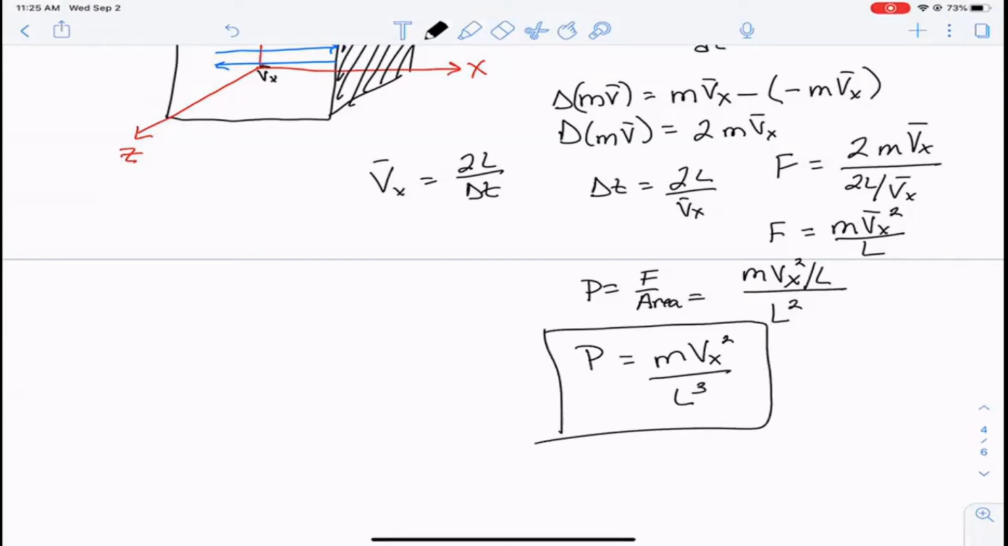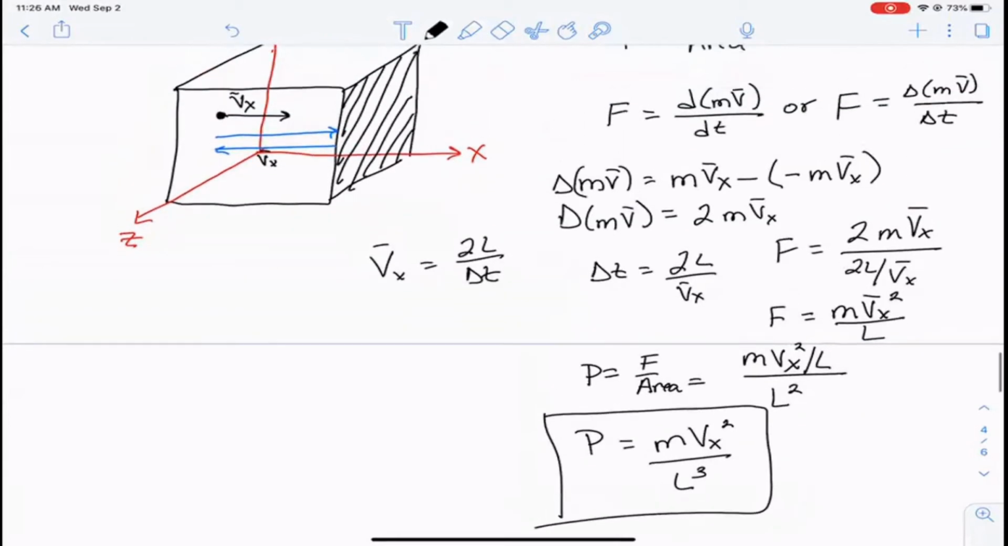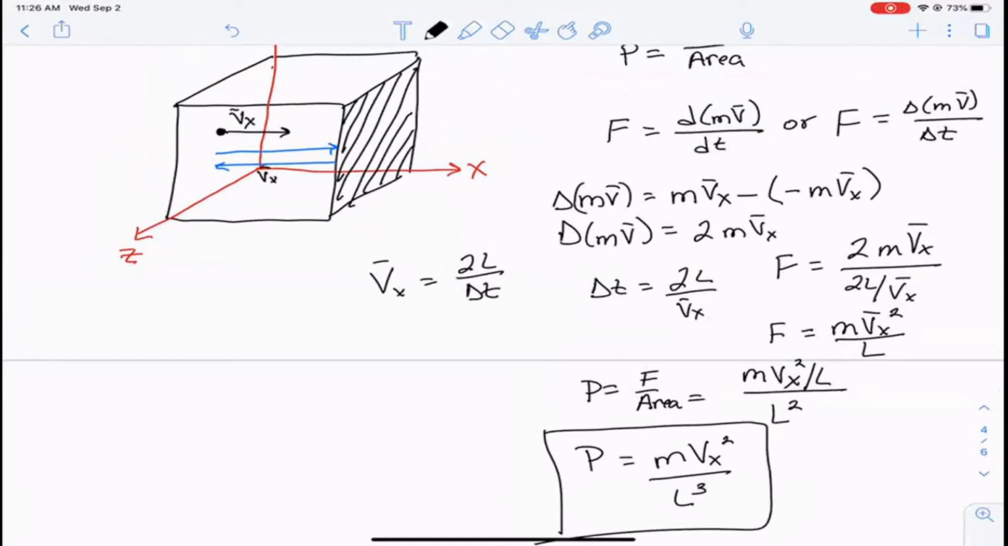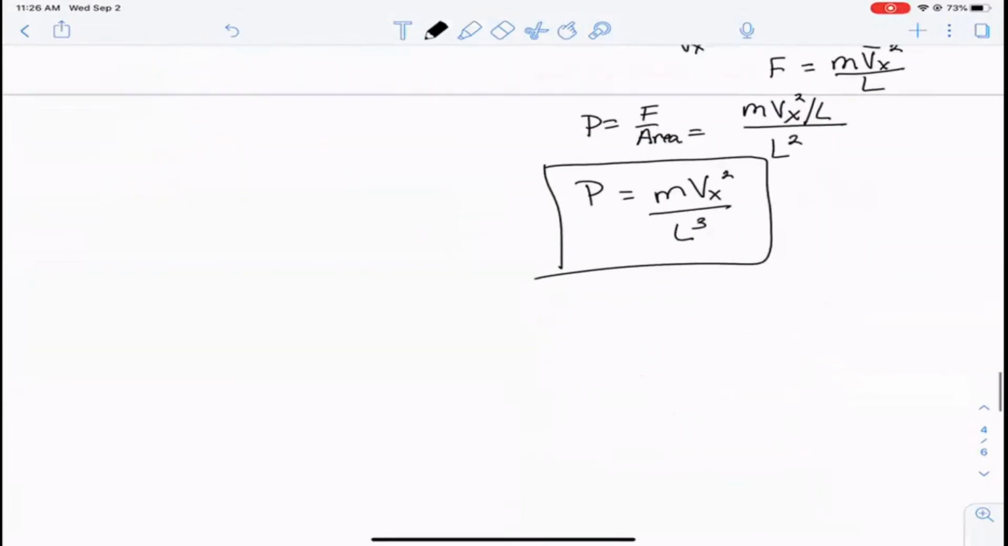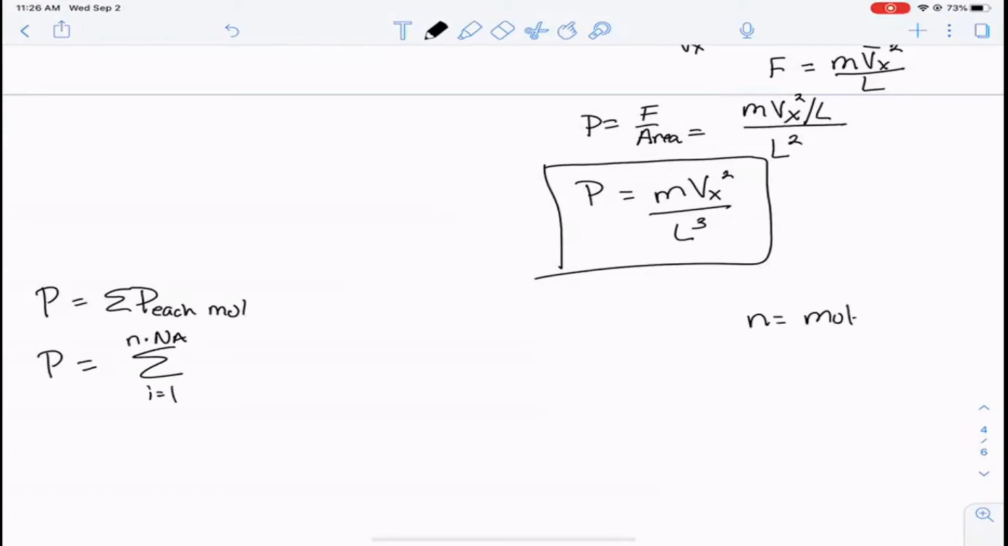So now we understand the pressure that is exerted by just one molecule, but our systems don't contain just one molecule. So now we have to sum over every molecule that's in the box. So our total pressure is just equal to the sum of the pressure that is exerted by each molecule. So the pressure is equal to the sum from the first molecule to the last, where I'm going to define this as N times Na. And here N is equal to moles, and Na, just like in chemistry, is Avogadro's number.